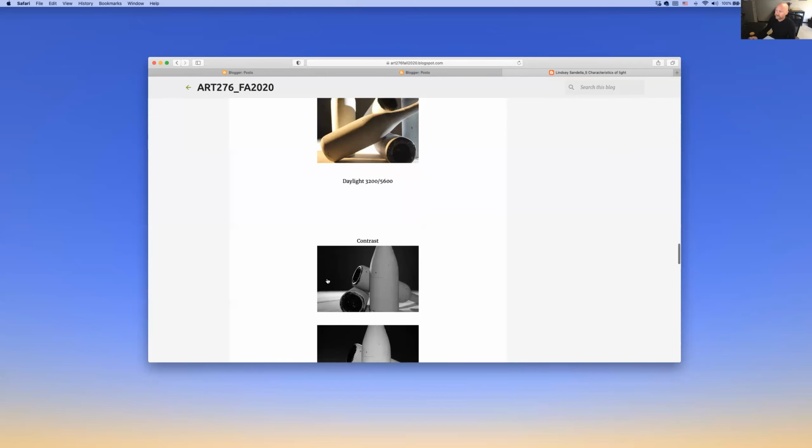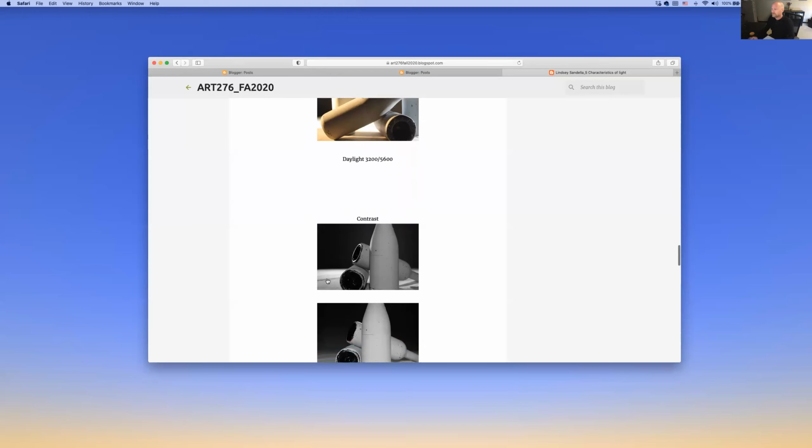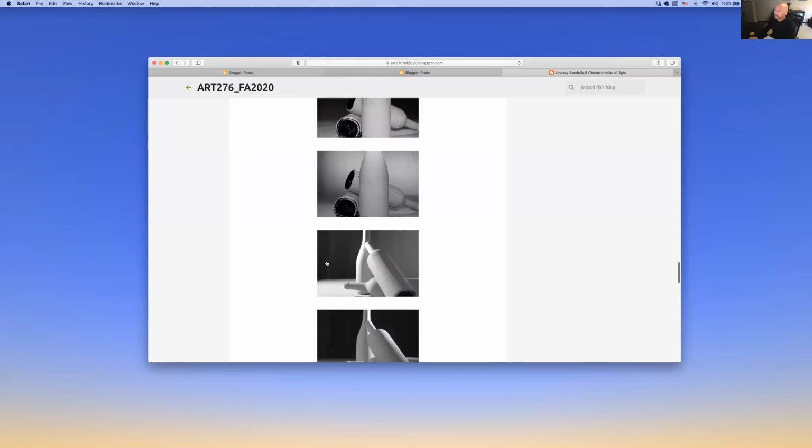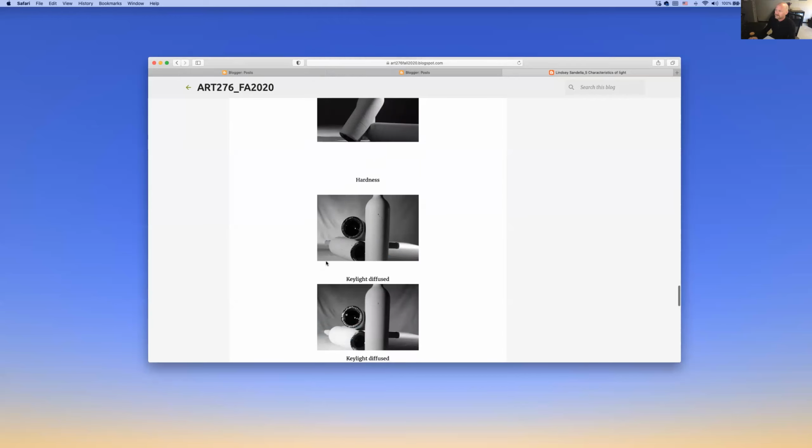This is where we're using the reflector to bounce light back in there. That's much, much better that you're identifying and using that.